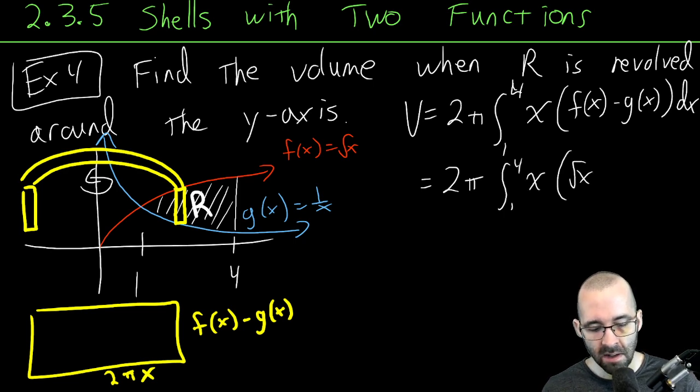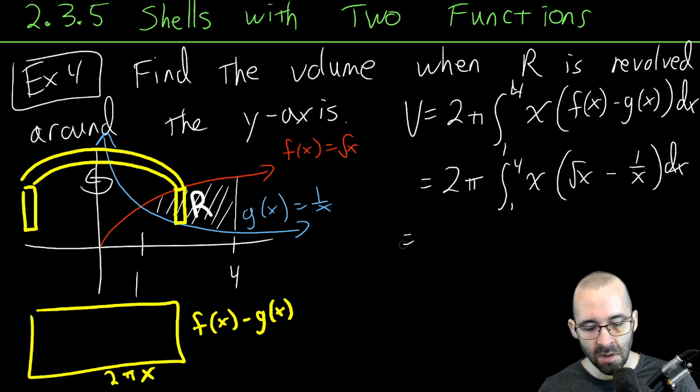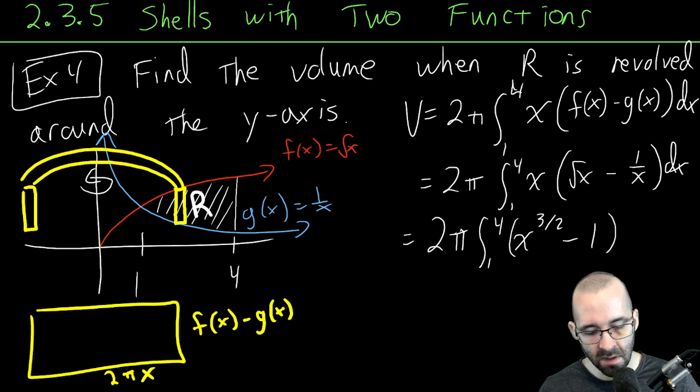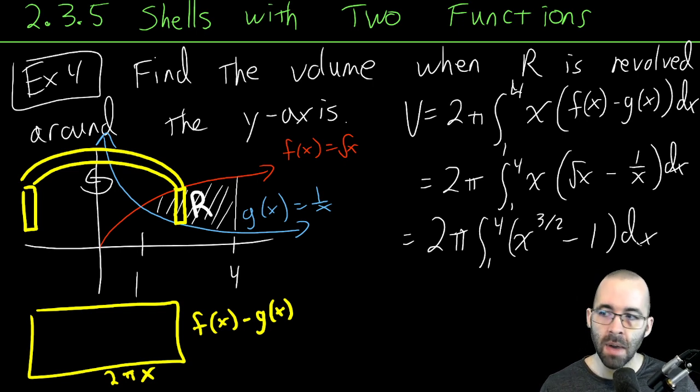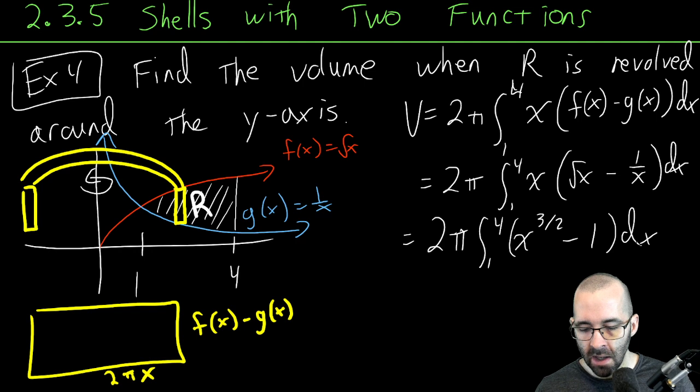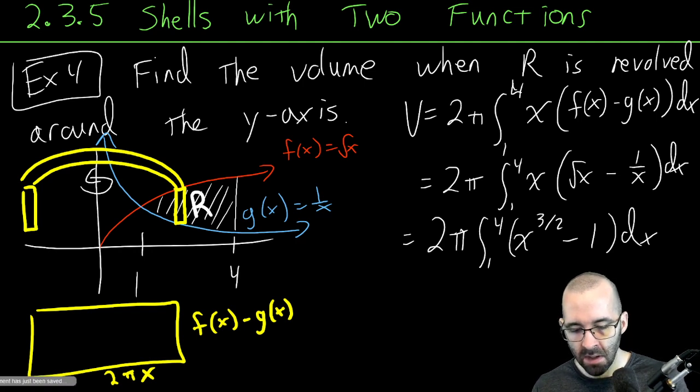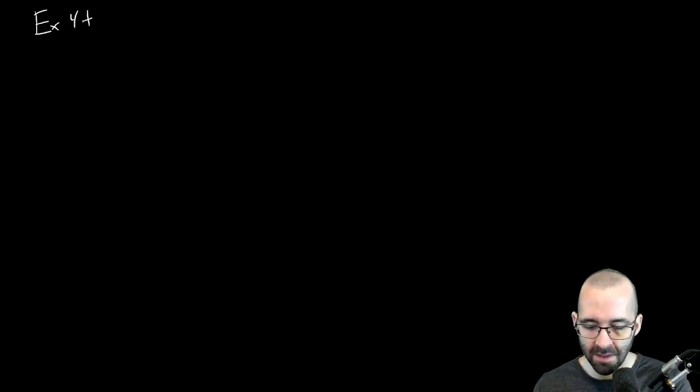F is the square root of x. G is 1 over x. Distribute, use the power rule. Hope I'm boring you. X to the 3 halves when we distribute, minus 1. Power rule. So on. I'm not even going to finish it. We've done this enough by now. And again, if we wanted to do something very similar, this is example 4 plus, whatever.